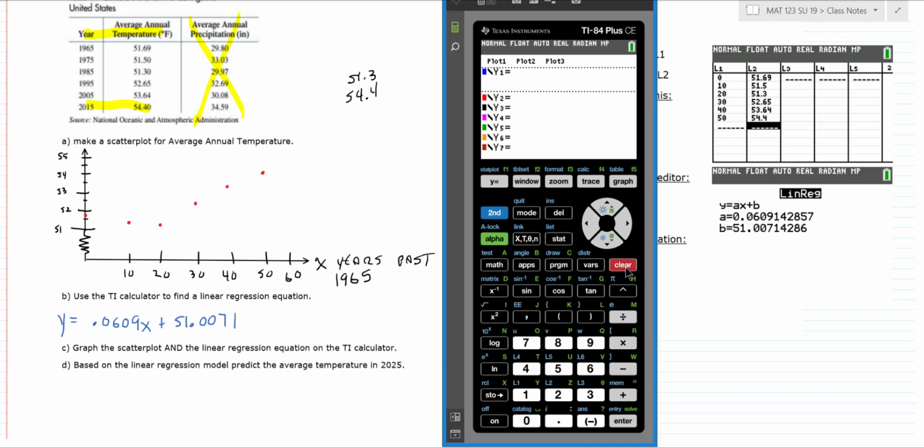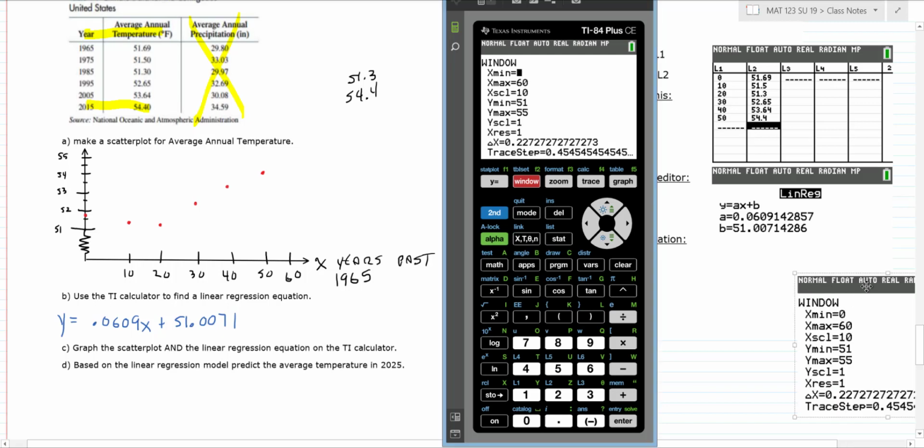Now you've got to go to y equals. If you have something in there, you clear it. You've got to highlight the plot, so get that blinking and press enter. Now if you press graph, it'll have your data in there, so it's similar to what we have there.